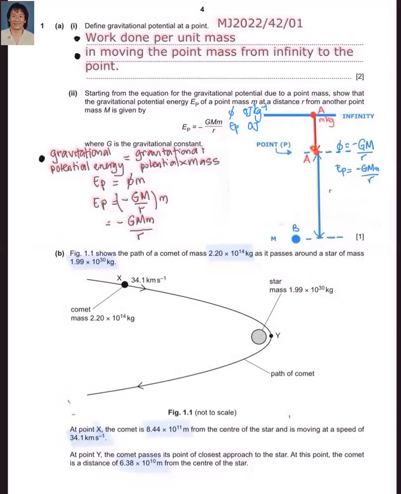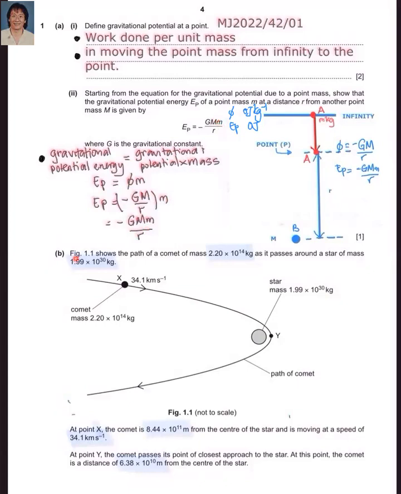The gravitational potential at the point P is given by this formula. The minus sign shows that the gravitational potential at P is negative. Number 2, the relationship between gravitational potential energy and gravitational potential is given by this equation. So your EP equals your gravitational potential times m. But we know that gravitational potential is minus GM over R, so minus GM over R times m. That's why you get minus G big M small m over R, which is proven here.